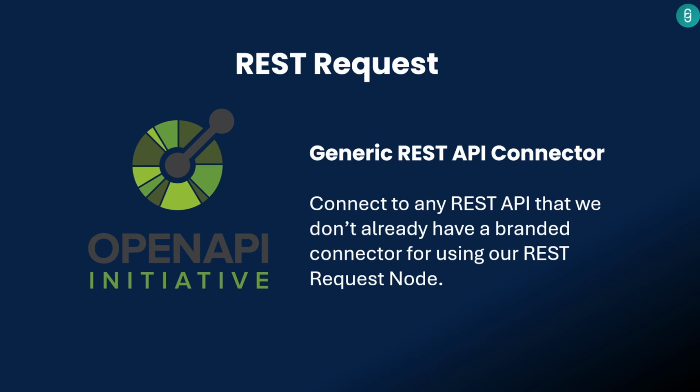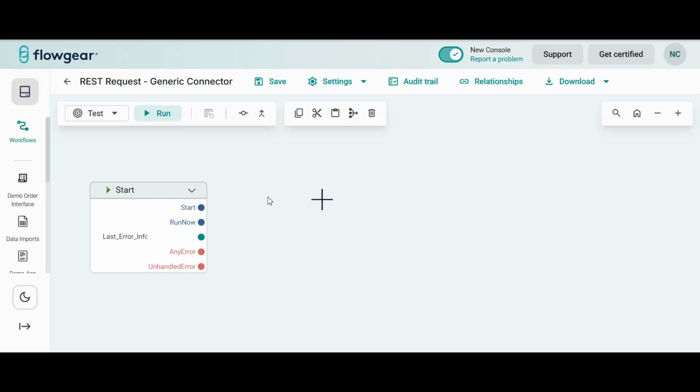REST-based API out there. Now, before we do anything on the canvas, I think it's important we discuss some of the effort around using something like the REST request so that you get an idea of the kind of tasks you have to accomplish outside of the actual workflow design. Now, whereas we generally take care of everything in terms of sourcing the API documentation and steering you in the right direction in terms of authentication on our branded connectors, for something like our REST request, you're going to have to understand a bit of that yourselves.